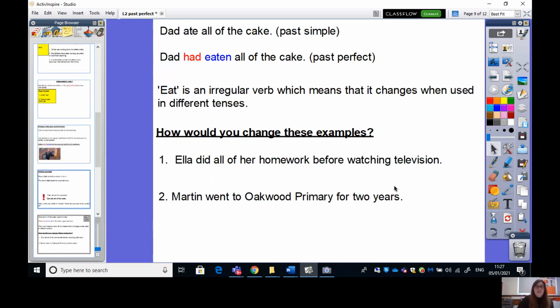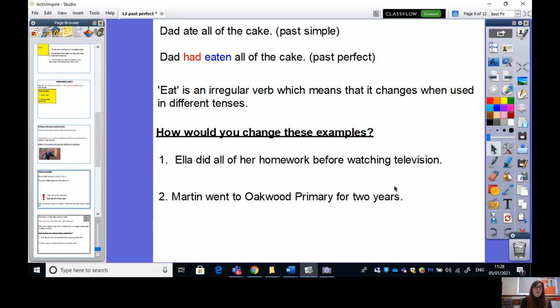Okay. So eat is an irregular verb, which means that it changes when it's used in different tenses. So Dad ate all of the cake is simple past tense. But to turn it into past perfect, we'd need to actually change the verb as well. So Dad had eaten all of the cake. So sometimes it's not enough just to insert had before the verb. Sometimes we need to change the verb itself if it's irregular.